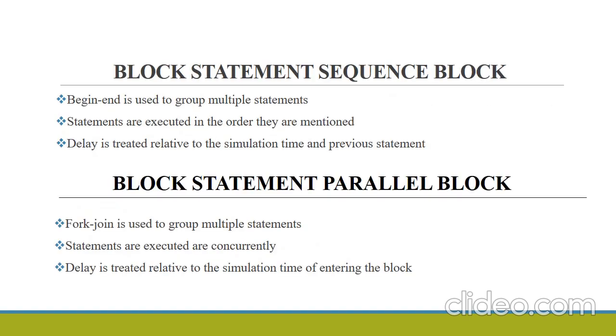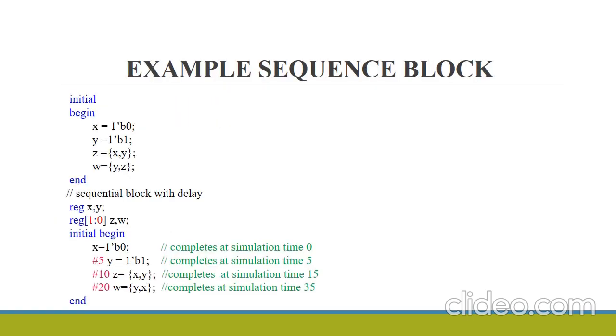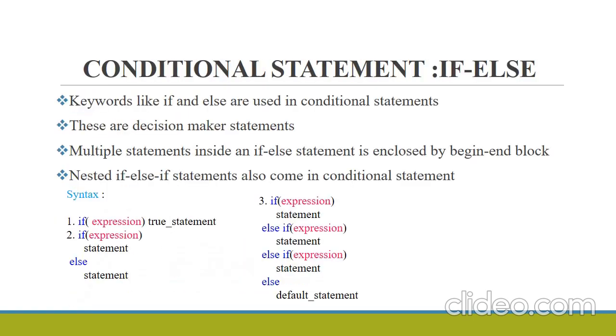Block statement, sequence block. Begin and end is used to group multiple statements. As we know, statements are executed in the order they are mentioned. Delay is treated relative to the simulation time and previous statements. Block statement, parallel block. Fork join is used to group multiple statements, and statements are executed concurrently. Delay is treated relative to the simulation time of entering the block. So here is an example for the sequence block and parallel block.